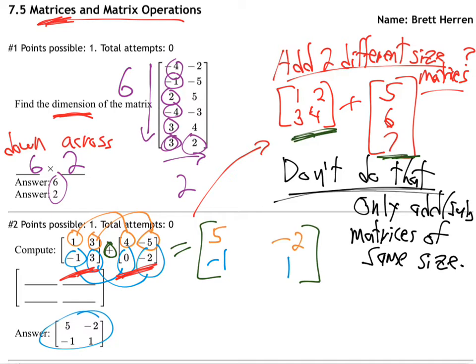Now, that will not be the case when we get to multiplying. We actually will multiply matrices of different sizes. And in fact, sometimes you can't multiply matrices that are the same size. Sometimes you can. It depends. It's going to be very interesting when we get to multiplying. The rules for multiplying matrices are pretty wild. But for adding or subtracting matrices of different sizes, they simply said don't do that. Only add or subtract matrices of the same size, because that's all that's useful in the real world.